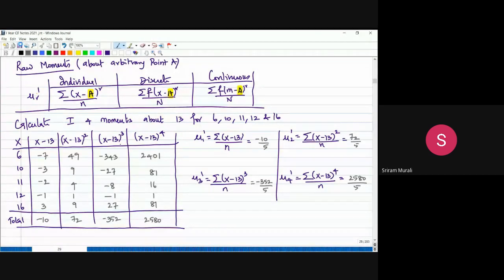Have you all understood? Yes, sir. Here they define for the rth moment. Mu r means it's a central moment, the rth central moment, in fact.